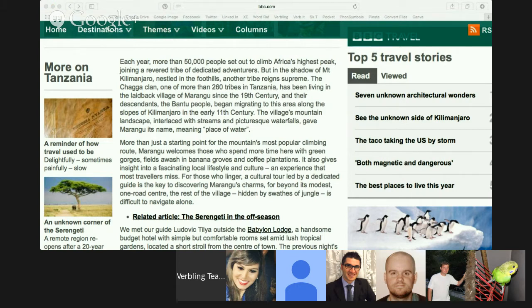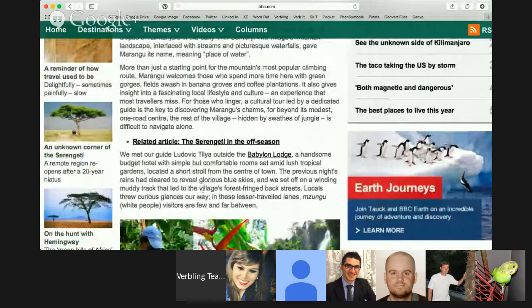And Javi, it's your turn, please, from More. Okay. More than just a starting point for the mountain's most popular climbing route, Marangu welcomes those who spend more time here with green gorges, fields awash in banana groves and coffee plantations. It also gives insight into a fascinating local lifestyle and culture, an experience that most travelers miss. For those who linger, a cultural tour led by a dedicated guide is the key to discovering Marangu's charms, for beyond its modest one-road center, the rest of the village, hidden by swaths of jungle, is difficult to navigate alone.